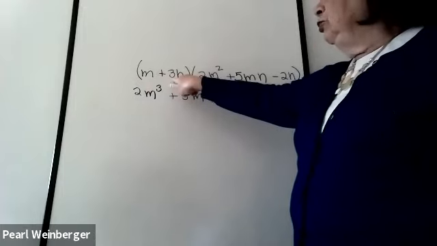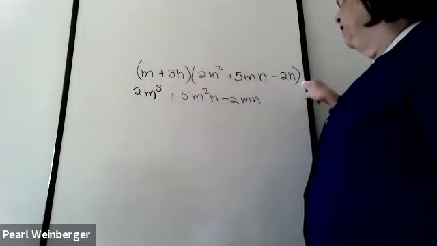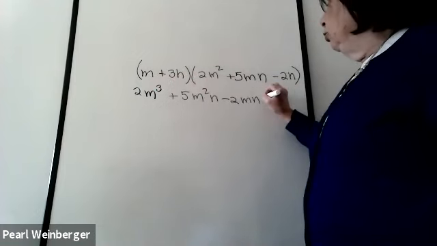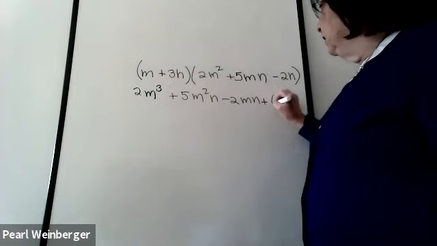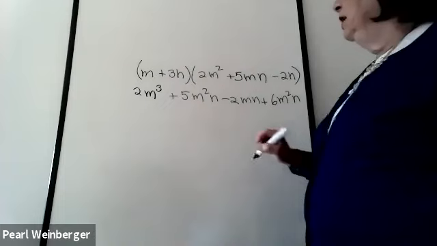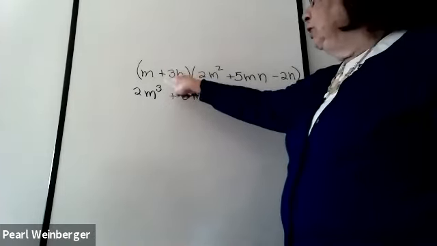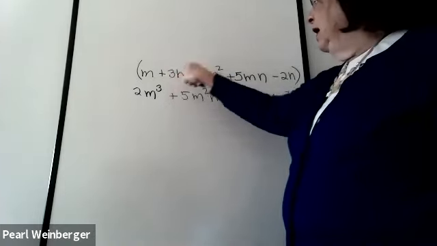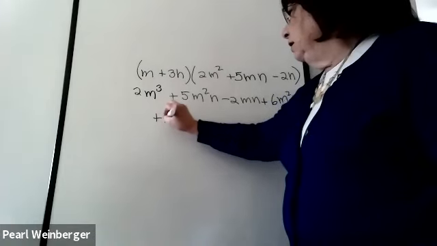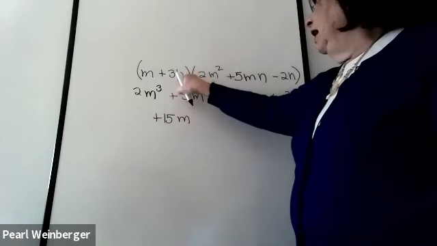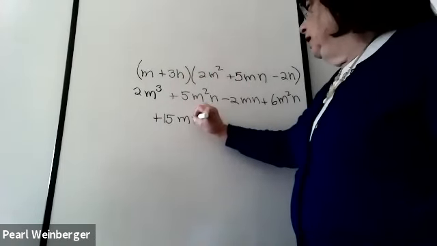I'm now going to take the 3n and multiply everything by it. So 3n times 2m squared is going to give me plus 6m squared n. Again, I'm just doing things in alphabetical order, and m comes before n. Now I'm doing 3n times 5mn. That's going to give me plus 15m, there's only one m, but there's an n times an n, so that will give me n squared.